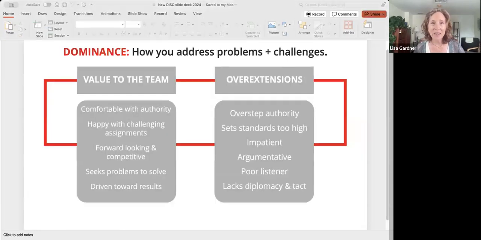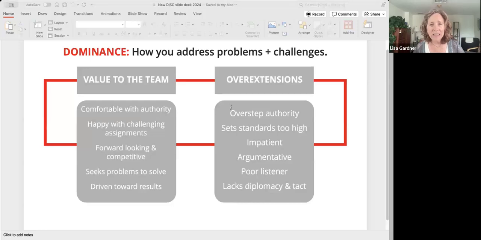All right, let's look at their value to the team and what we call overextensions in this style. People high in this behavior are comfortable with authority, really happy with challenging assignments. They're forward-looking and competitive. They seek problems to solve and are driven towards results. You'll often find people strong in dominance as CEOs, entrepreneurs like you, leaders in the world, and some of them successful and some of them less well-liked.